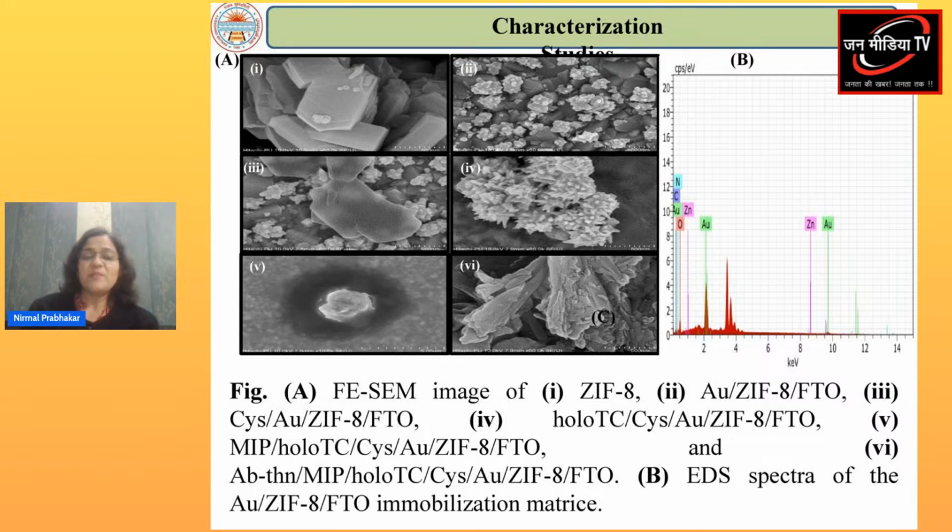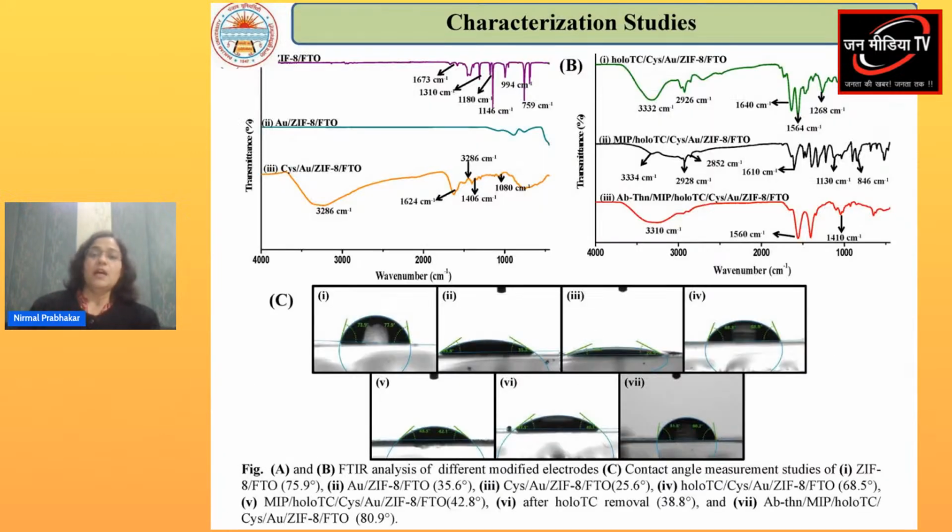And in the fifth picture, MIP is done, electropolymerization of phenol molecule. The sixth picture belongs to conjugation of this antibody to holo TC attached cysteine gold nanoparticle GIF8 electrode. So this surface modification ensures that we are going in the right direction during the fabrication of MIP sensor. And this B picture is related to EDS spectra, and this presents the various elements which are present in the gold nanoparticle GIF8 FTO surface. So presence of gold, zinc, oxygen, carbon, nitrogen all confirms the successful formation of this gold nanoparticle coated GIF8 FTO. And this is related to characterization studies.